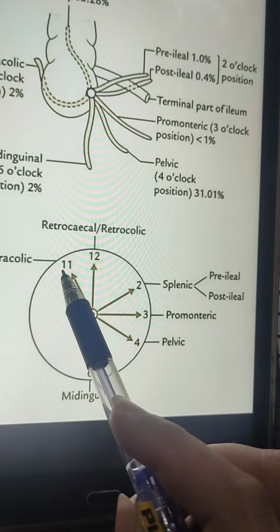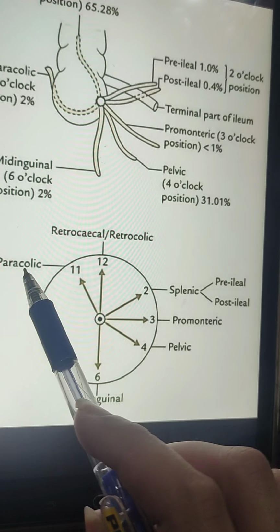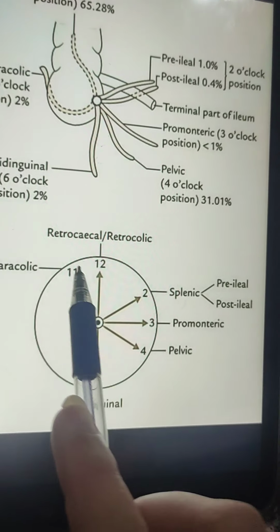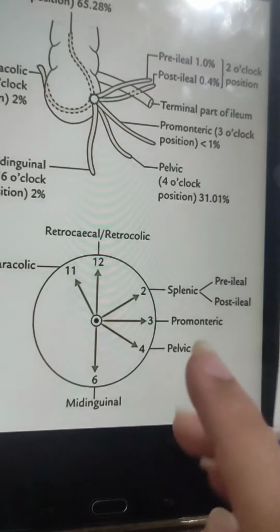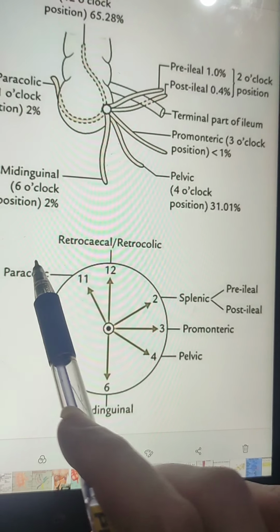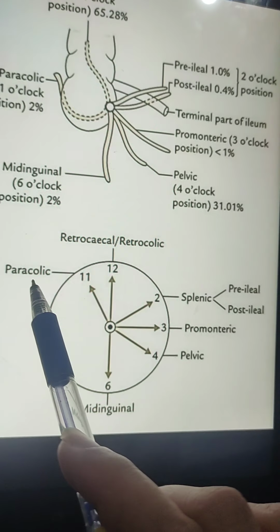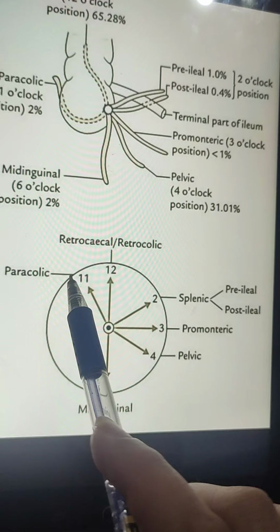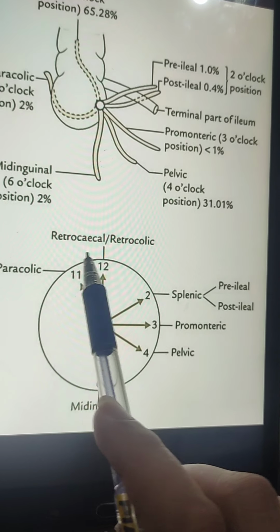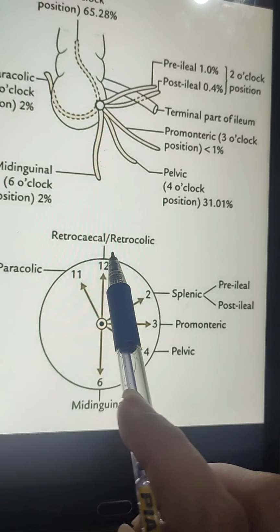appendix is in this direction, upward and to the left, upward and to the right, this is right side and this is left side. So if appendix is lying in relation to the cecum upward to the right, this is paracolic position. So paracolic position is at 11 o'clock, while the second position we see is retrocecal or retrocolic position.